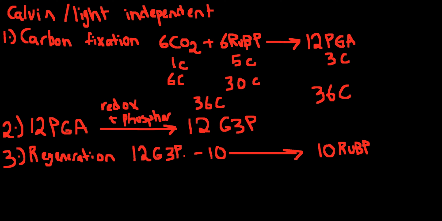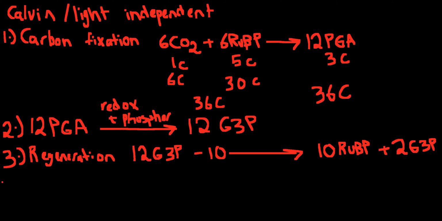So really, we're only left with 2 G3Ps. So of the 12 G3Ps, 10 of them are going to become RuBP, and then the remaining 2 are going to stay G3P. And then these 10 RuBP are going to be used to start up future Calvin cycles. So it's going to be the reactant in step 1.